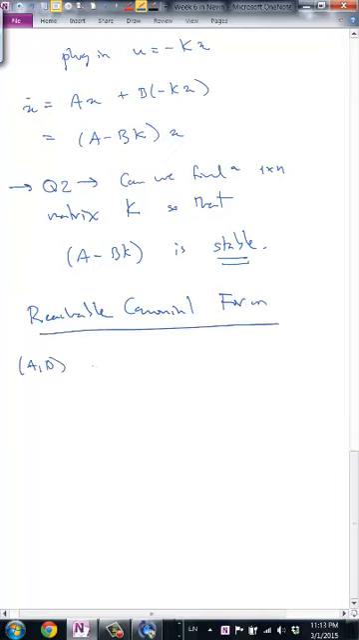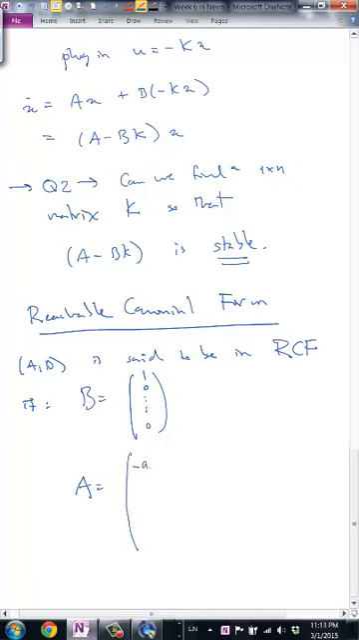And the pair A and B is said to be in reachable canonical form if B has the form 1 with all zeros, and A has this special form: minus a_{n-1}, minus a_{n-2}, all the way down to minus a_0. Note A is an n by n matrix, and then 1s below the diagonal. So there's zeros everywhere else. So there's 1s just below the main diagonal.